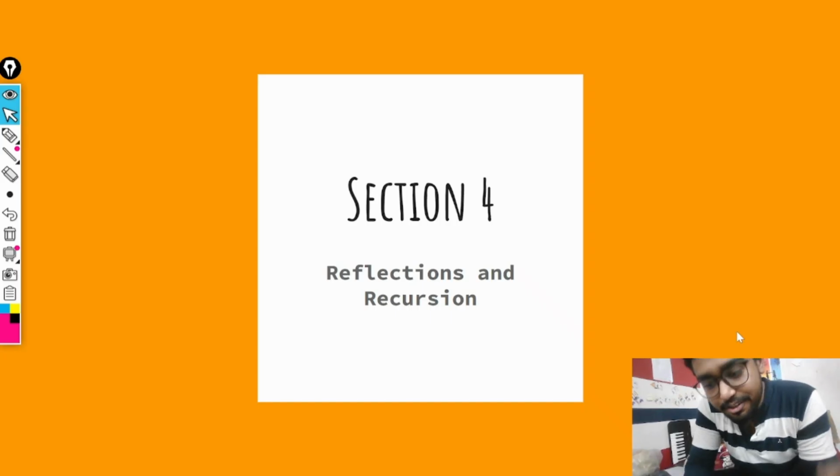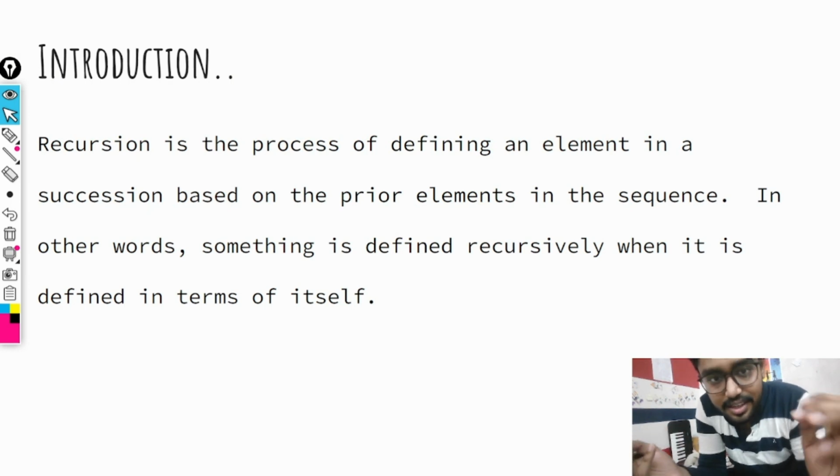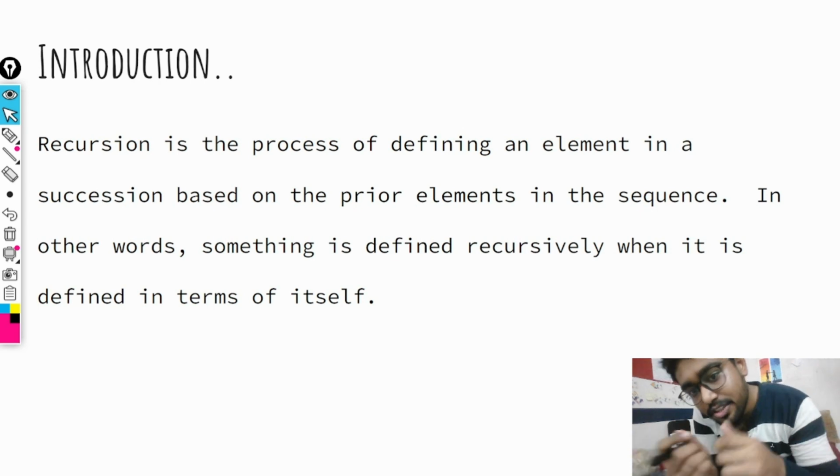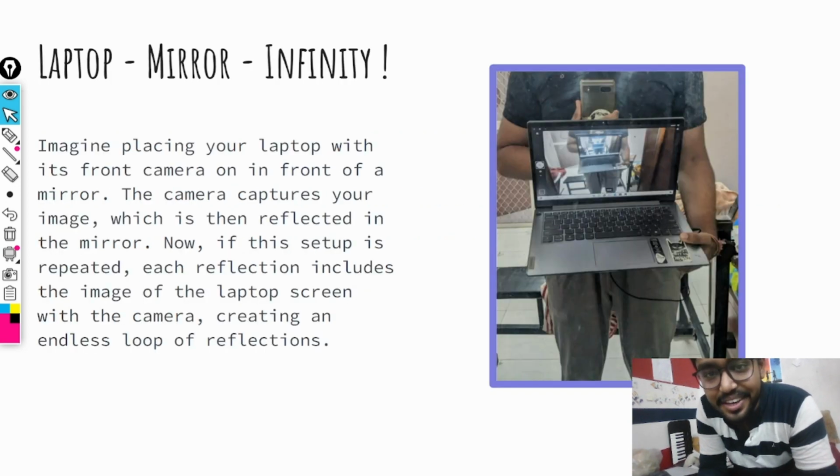Alright, section 4, reflections and recursion. Introduction. You already know this, right? Recursion is the process of defining an element in a succession based on the prior elements in the sequence. In other words, something is defined recursively when it is defined in terms of itself. We've been studying recursion for a while now. You know this, right? Okay.